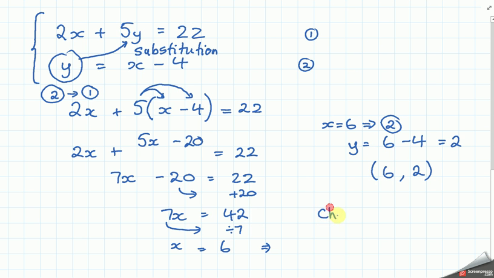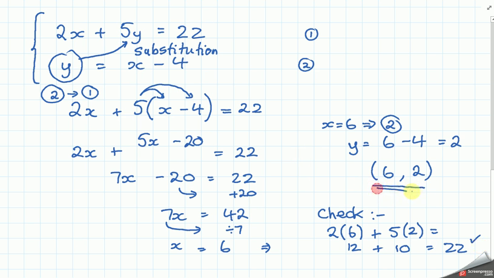I should always check in the other equation. So I'm going to do 2 lots of 6, so it's 2 6's, plus the 5y, so it's 5 times 2. I'm not looking at the top now, I'm just doing the sum. 12 plus 10 is 22. Check that with what I had before. Yes, it's worked in both places, therefore my equation is correct. And the 6, 2 is a perfectly correct answer, or x equals 6, y equals 2.